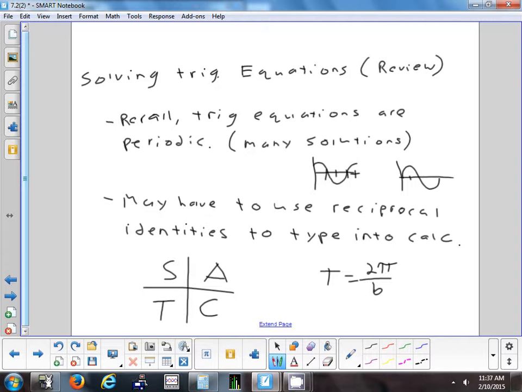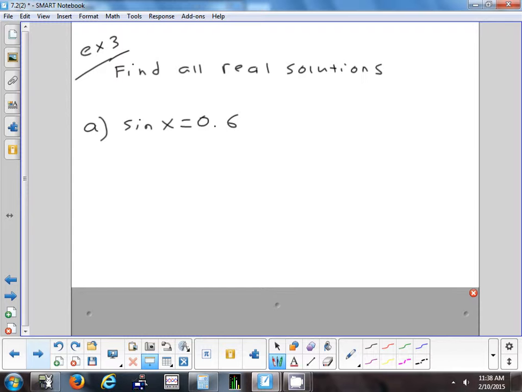Yep. 360 minus, yeah, very good. 360 minus the reference angle. Okay. So we got to keep all that in mind to find the second solution. If we don't, we might miss half the solutions to every problem. Okay? So let's try it.